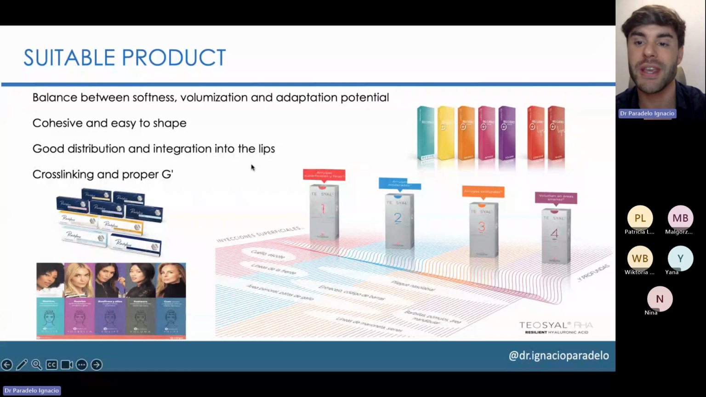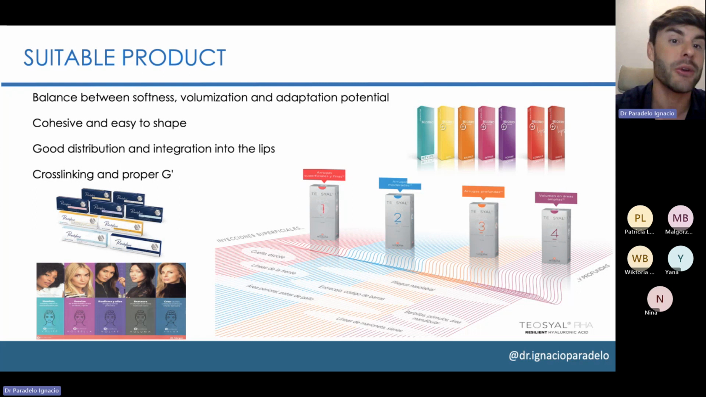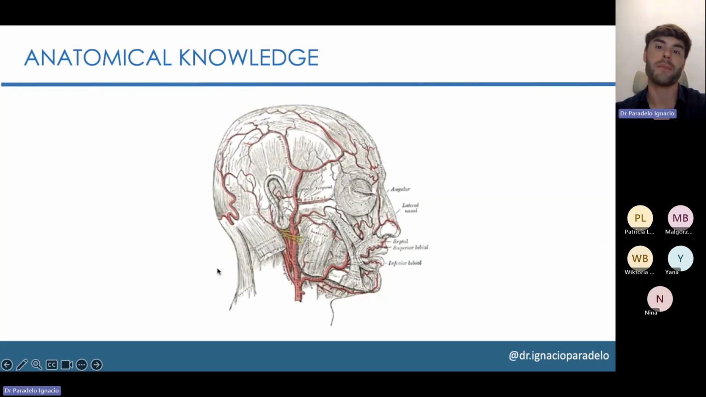So we must choose a hyaluronic with a medium cross-linking so that it can adapt well to the lip tissue and avoid the formation of granulomas and migrations. That's one of the complications that we have to avoid when we're doing this procedure.